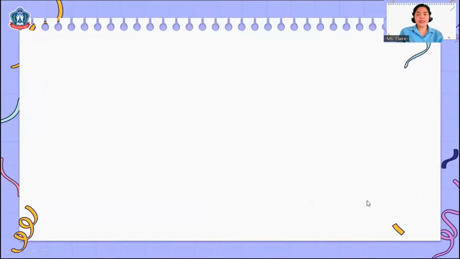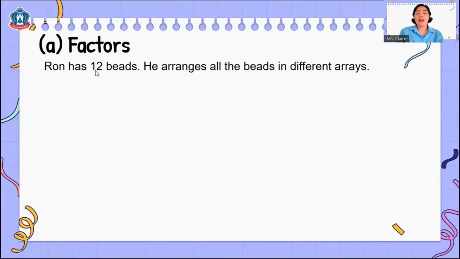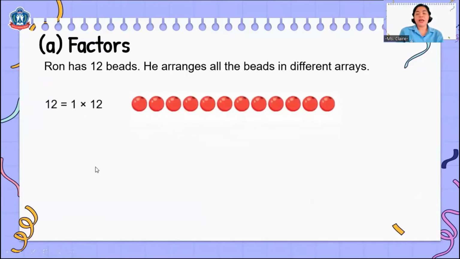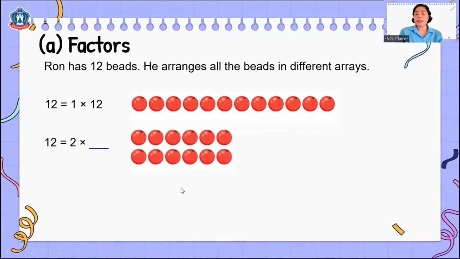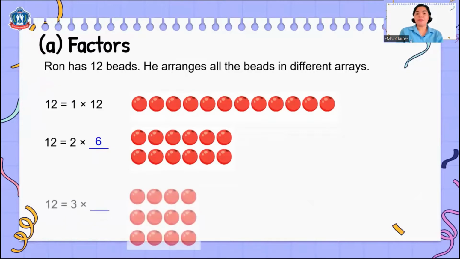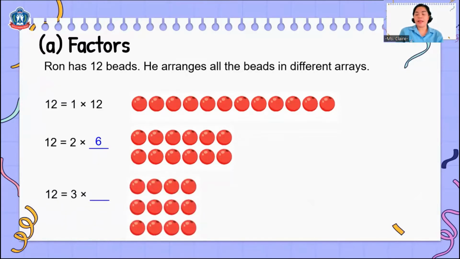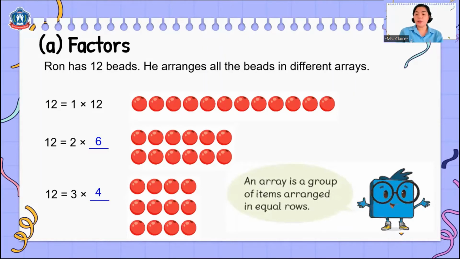Okay, let's study first. What are factors? Ron has 12 beads. He arranges all these beads in different ways. Take a look. We arrange these beads into one group or one array. And in one array, there are 12 beads. So 1 times 12. He also arranged it into 2 arrays. But in one array, how many beads? Yes, there are 6. Another way is into 3 arrays. And in one array, there are, yes, 4 beads. So an array is a group of items arranged in equal rows.